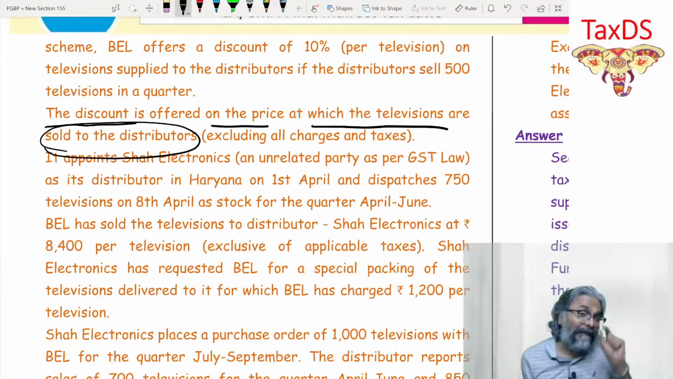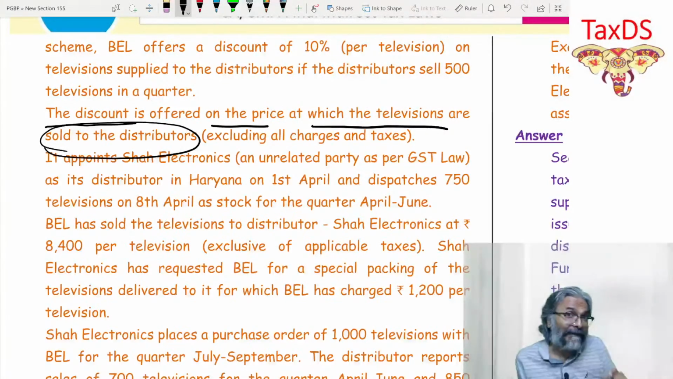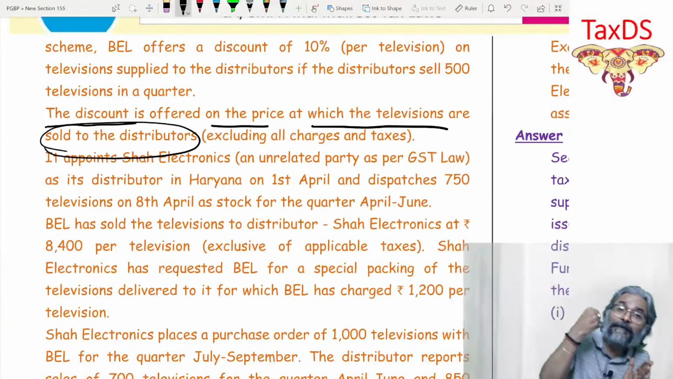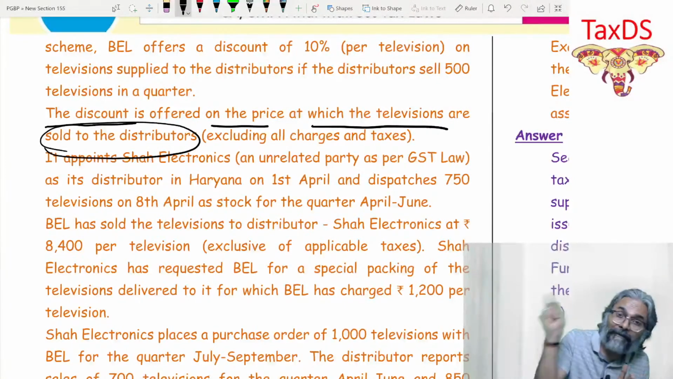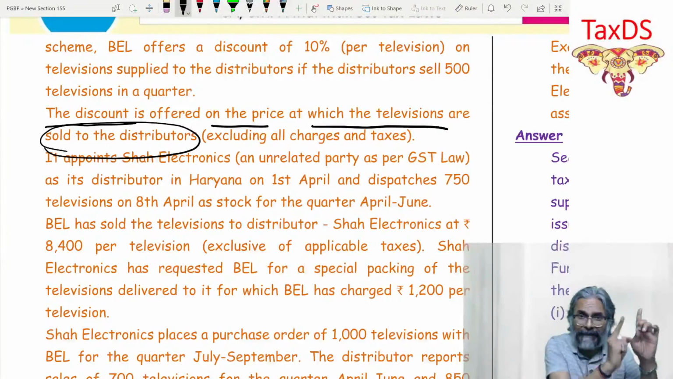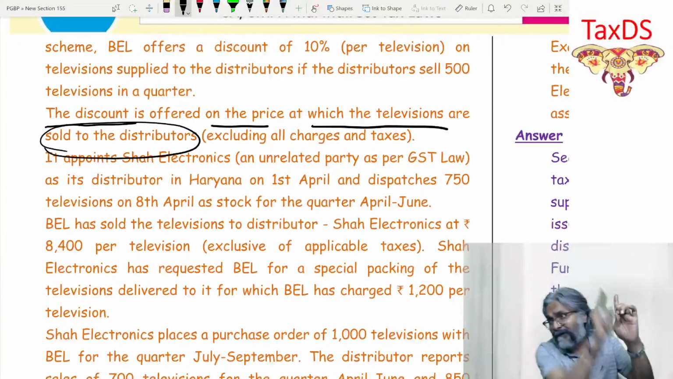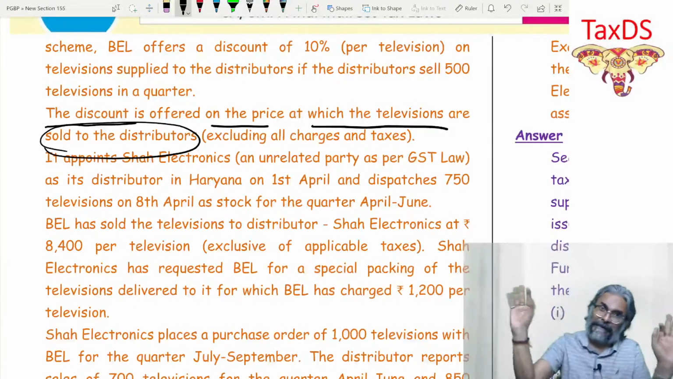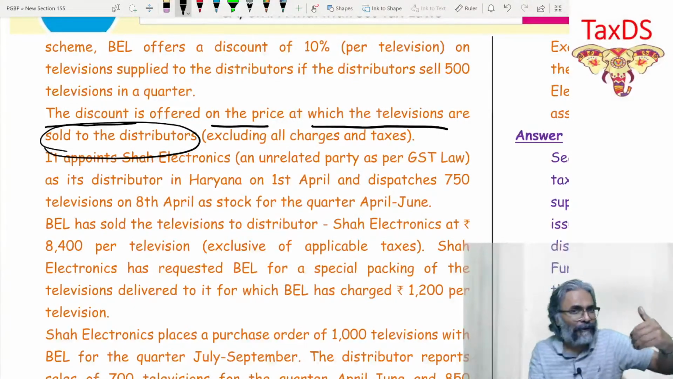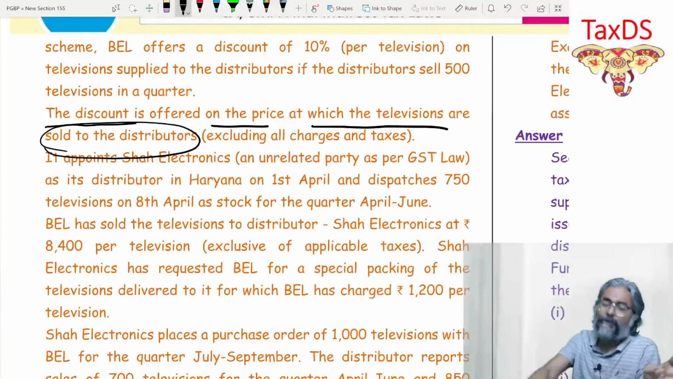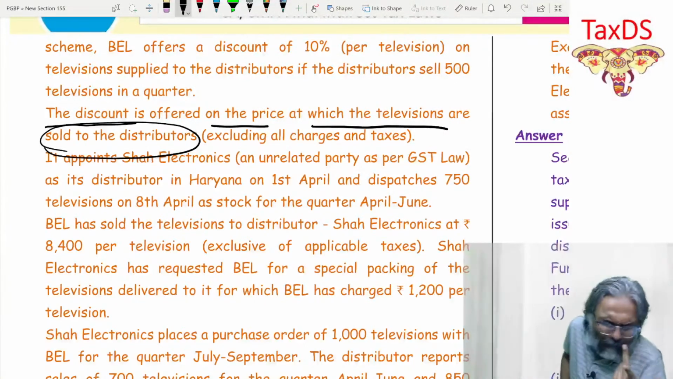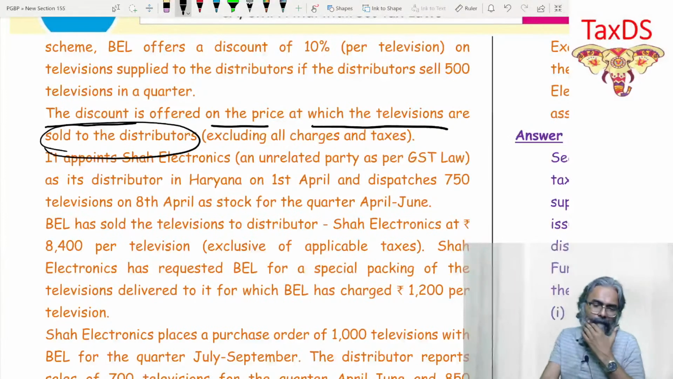And if that condition was in existence at the time of supply, can this post-supply discount under 15(3)(b) be reduced from the price which is charged by the manufacturer to the distributor? Answer is yes. So whatever is the price charged by the manufacturer to the distributor, on that price this discount can be reduced, provided the other condition is also satisfied. We will see those conditions.